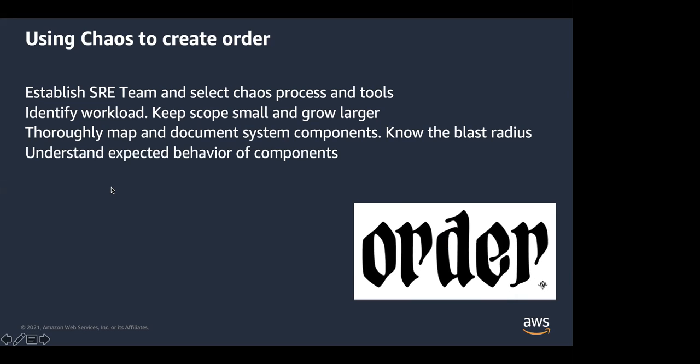Now you want to understand expected and unexpected behavior of components. You want to understand how things are supposed to work. When things are working properly, what do they do? What does the database do? How do you know it's working properly? What is this web server doing? Is it working properly based on what? What is your criteria for understanding what is expected, okay?